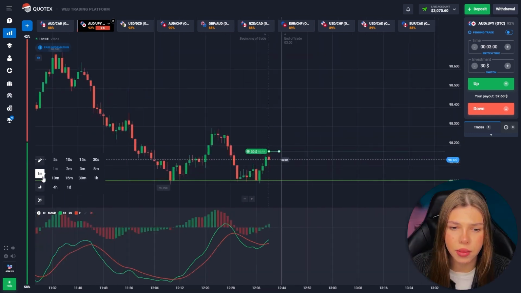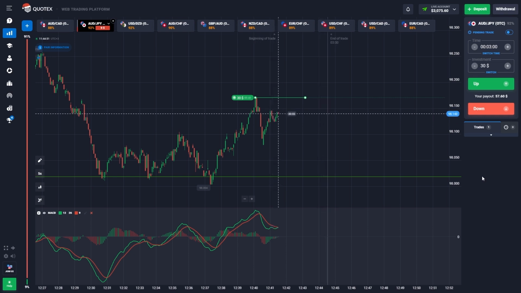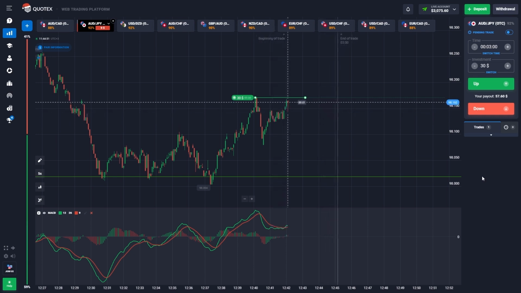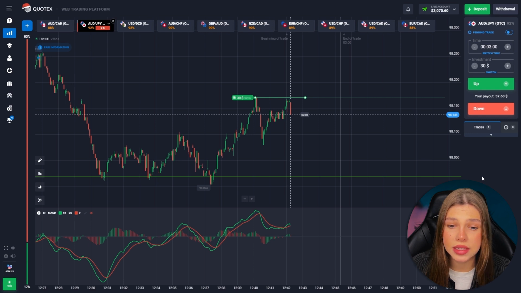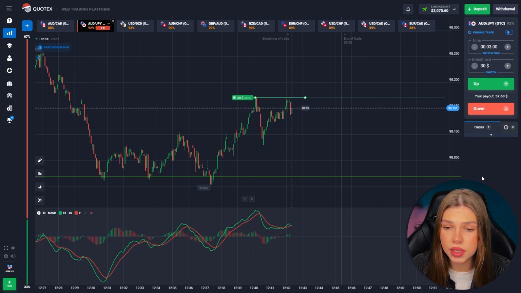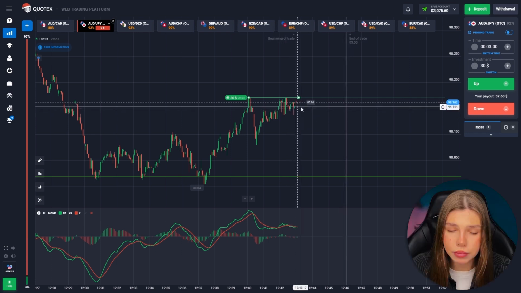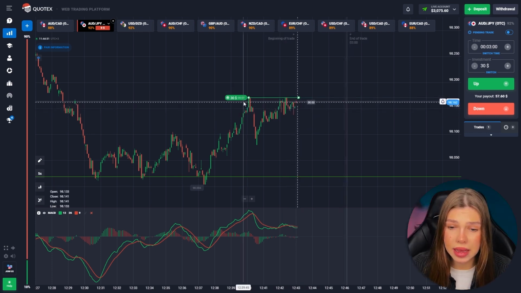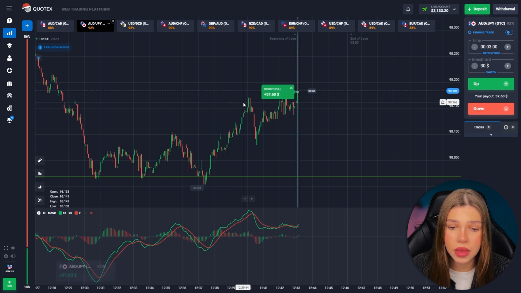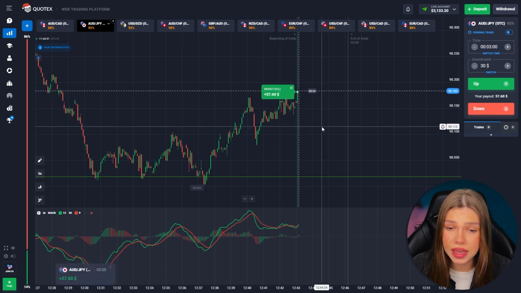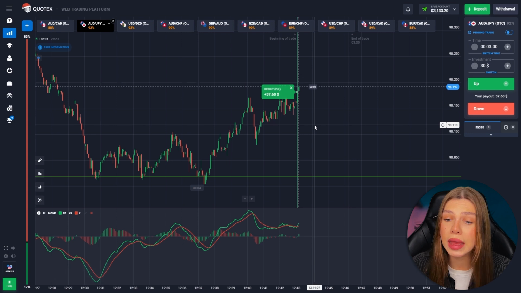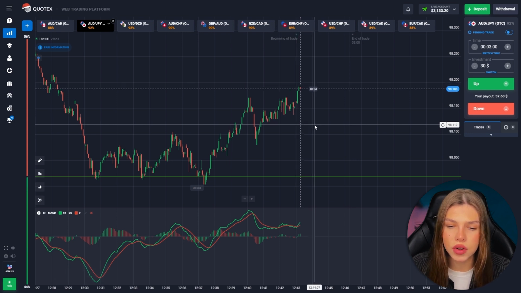Let's change the time frame. We can see that the price is hitting the level and maybe we can get a loss here, so let's see. There's only a little bit of time left. We would get our profit here if we had got it on time, and this time we got lucky and the price went up at the last moment and we closed the trade profitably here.